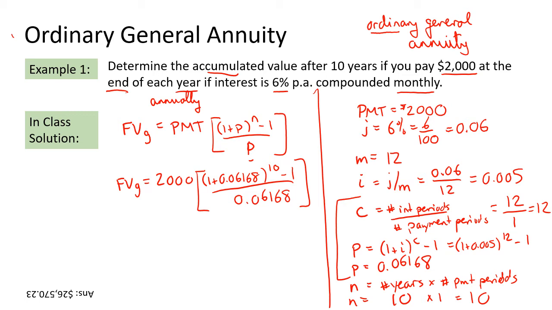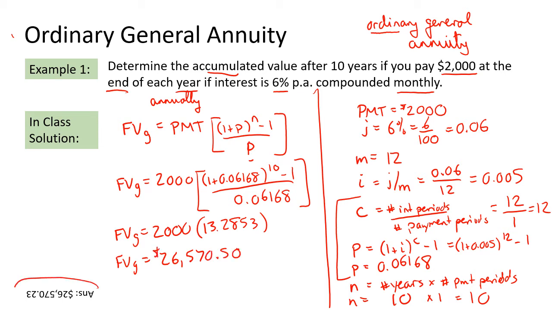I'm going to calculate the brackets first, and if you do that, you get your future value is equal to 2,000 times 13.283. And if you calculate that out, you get $26,570.50. So notice, it's close, but not quite this answer. And again, some of that just comes down to rounding.